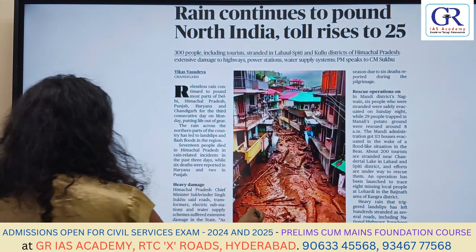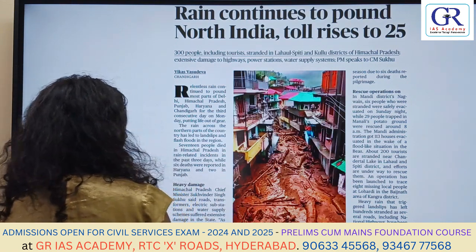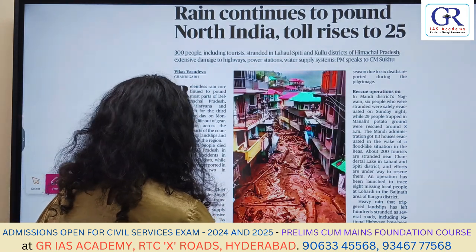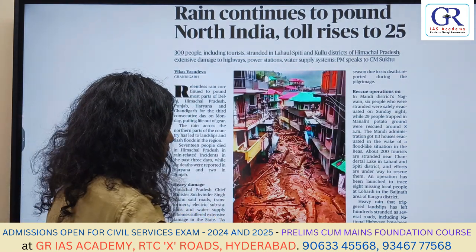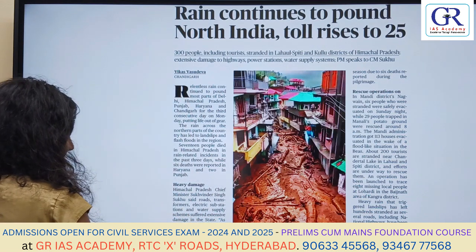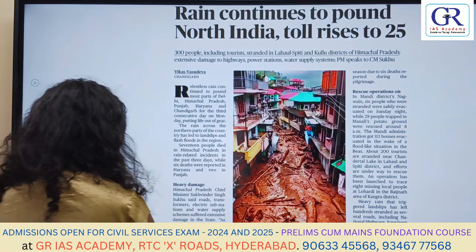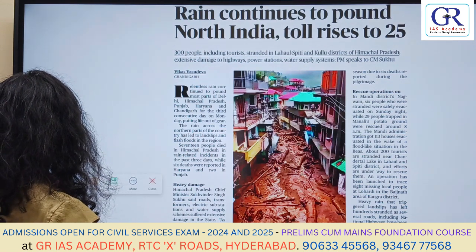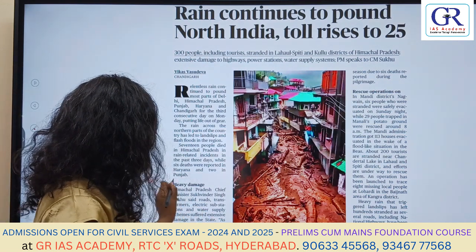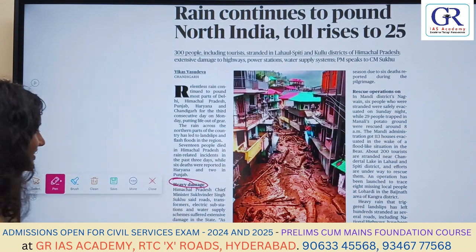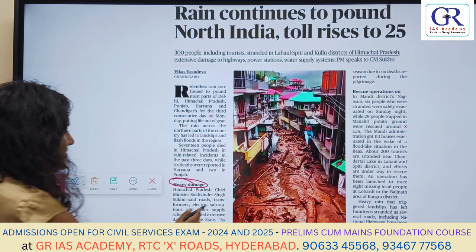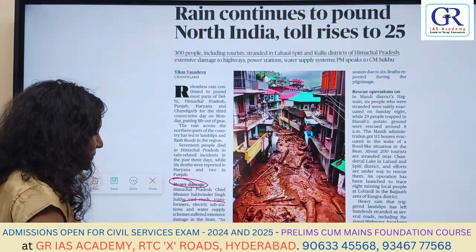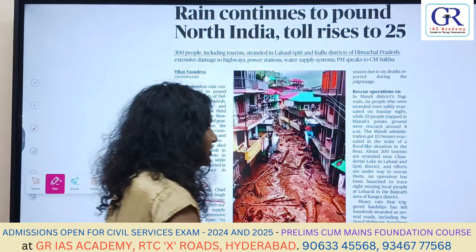Here you can see the image. This image is a scene at a residential area at Tunag in Mandi district of Himachal Pradesh, following the flash floods. Coming to the news, what is the heavy damage that occurred? The heavy damage is to roads, transportation, electricity, and also water supply. All these things are being affected.